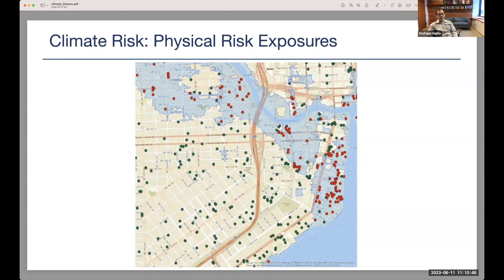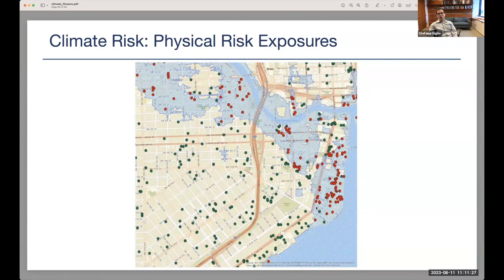This is downtown Miami. And basically you can see this shaded area. This is where, if the sea level rises by 6 feet by 2100, then the red houses will be flooded below the water and the greenhouses will not. This correlates with whether they're on the beach or not, but there's also some other variation. For example, there are islands and highways that give you some protection, stuff like that.